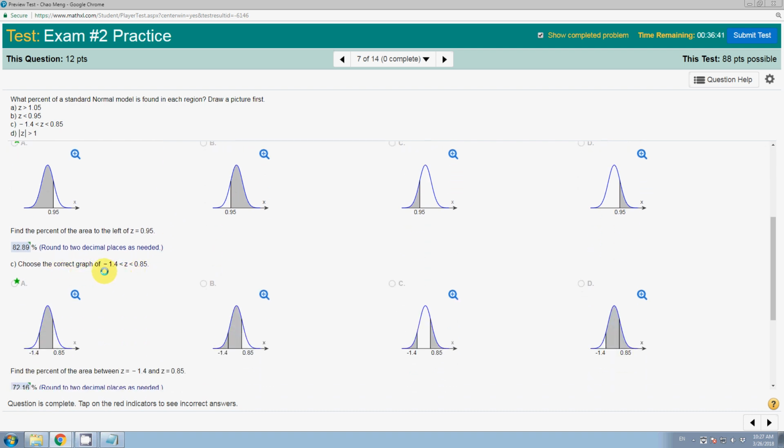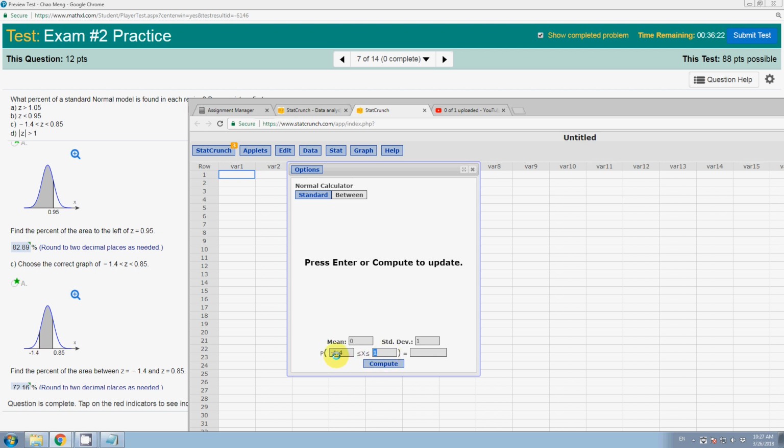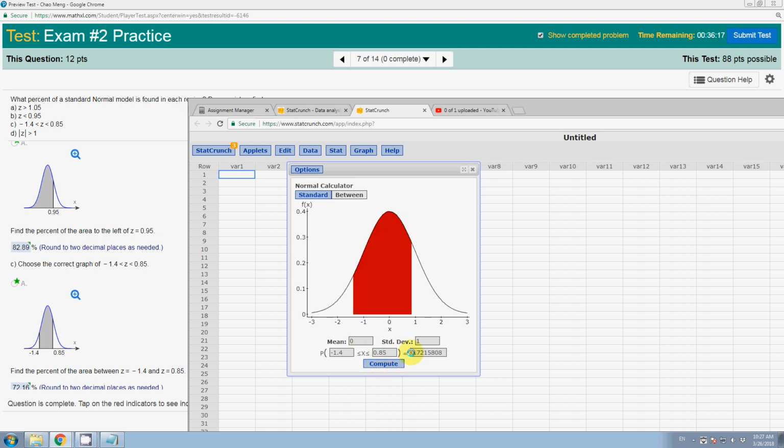Part C. So this is between negative 1.4 and 0.85. No worry, let's go back to the StatCrunch. It's between 2 numbers. Let's click this between. Okay, so the lower limit is negative 1.4 and upper limit is 0.85. Let's click compute. We got the probability 72.16%, and the correct figure is A. So just compare this one with those 4 options, and choose the correct one.